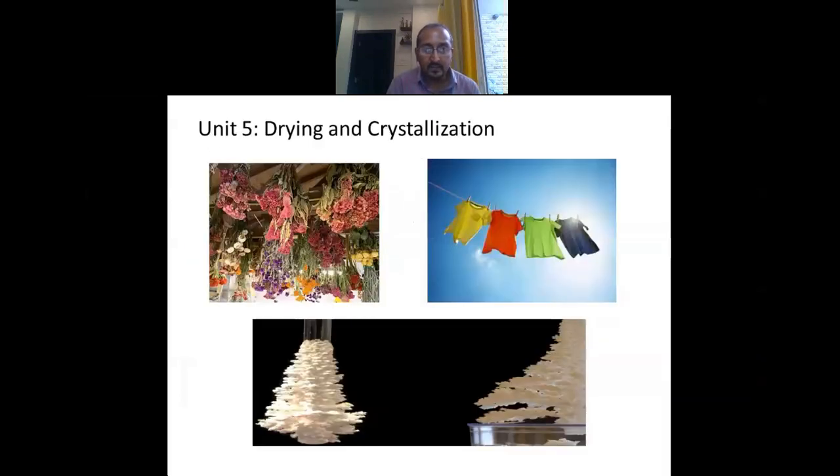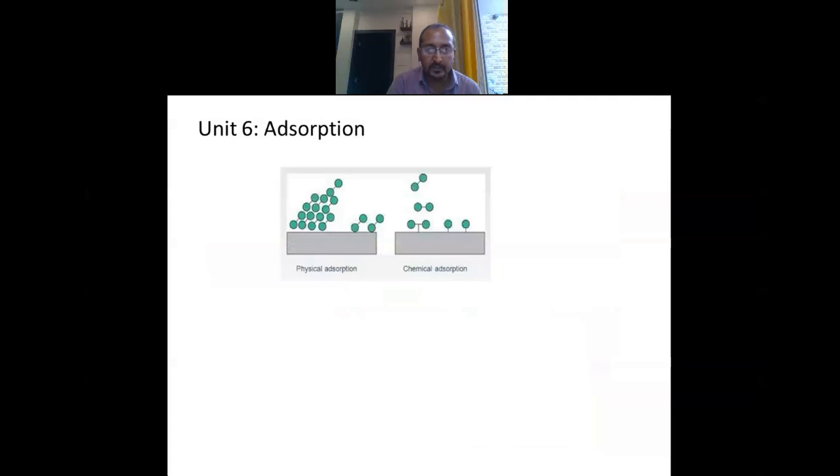So this is leaching. Then drying and crystallization. Drying is removal of moisture from a solid material by using a gaseous medium. So drying is basically removal of liquid from a solid by using gases as a medium, usually air. Drying is a very common mass transfer operation, we all know. And then crystallization, which we are going to study in detail. And the last unit is adsorption.